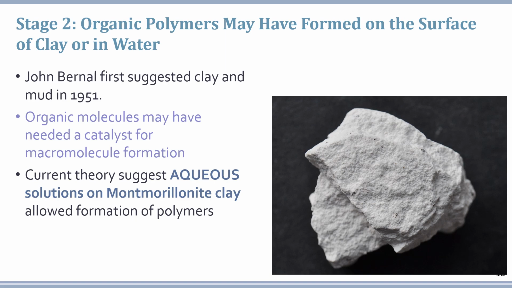So in 1951, a man named John Bernal suggested that the catalyst for the building of these polymers was a special mud called montmorillonite, a special clay called montmorillonite. And he proposed that molecules within this clay and the mud that forms from this clay would have been a catalyst for the macromolecule formation.